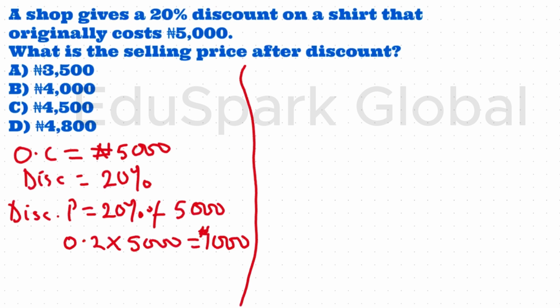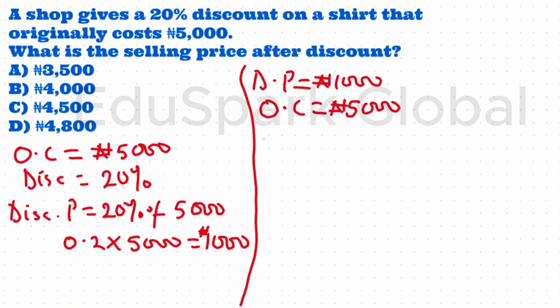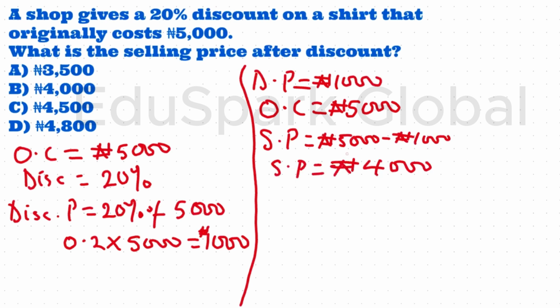So for us to get the selling price, we are going to subtract the discount price from the original cost, okay? So we know that the discount price, which is DP, is 1,000 naira, and the original price or the original cost, which is OC, is 5,000 naira. So the selling price SP will be 5,000 minus 1,000. Okay, so our SP, which is the selling price, will be 4,000 naira. Okay, so option B is the correct answer.